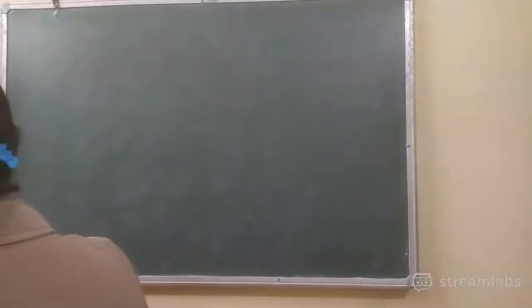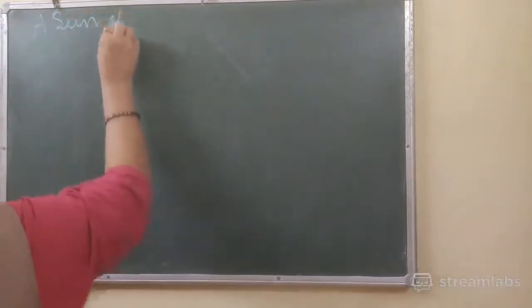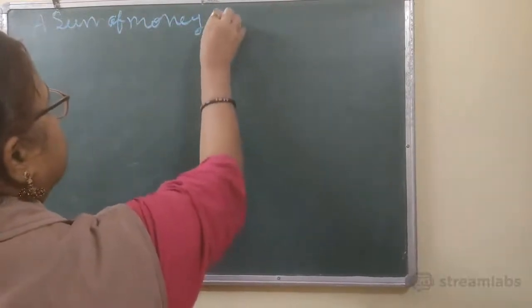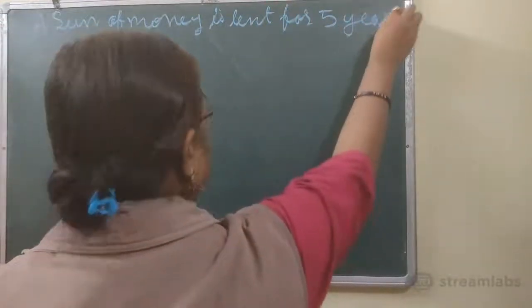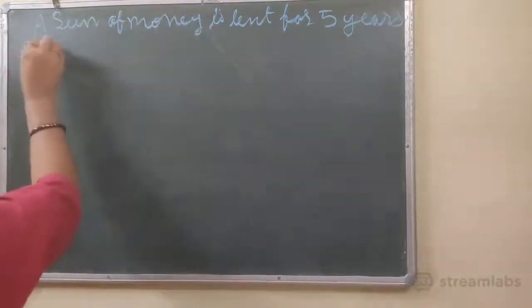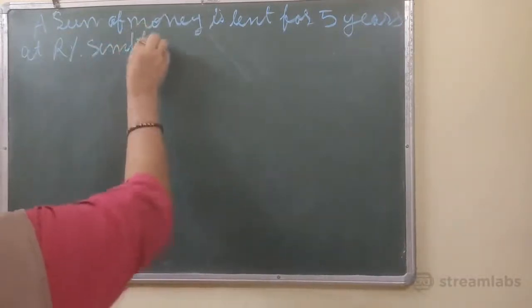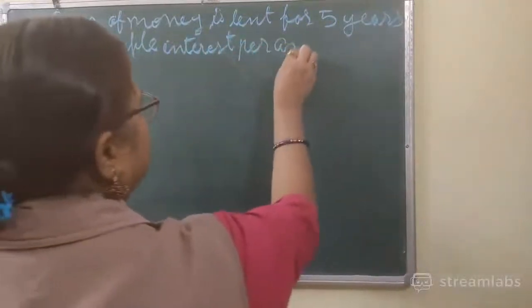I hope you all are also doing sums with me. Yes, do it. You will save your time. Clear? And separately you don't have to give time for these questions. Now next, a sum of money is lent for 5 years at R%. Simple interest per annum.